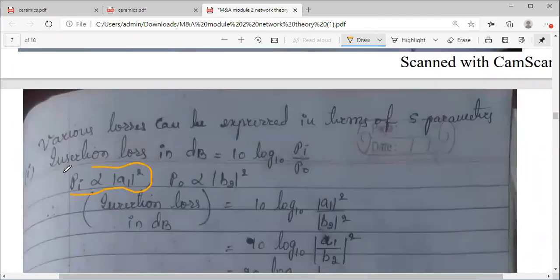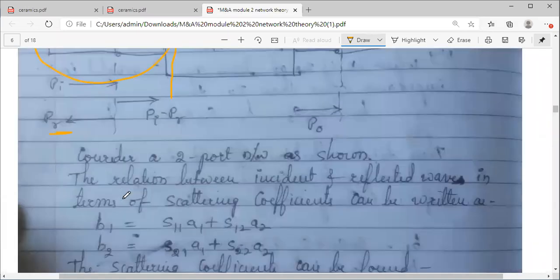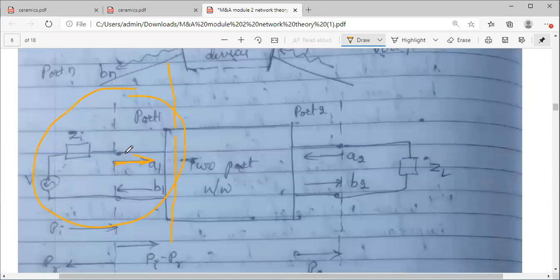See, we have taken the same. Power and the traveling wave are related in a squared form. Power is proportional to the traveling wave squared. So in the same concept, this is your entering power, this is your leaving power. I am talking only with respect to port 1. No doubt there is a reflection, but with respect to this port 1, power entering is A1, power leaving is B1. Similarly, now look at port 2. Power entering is A2, power leaving is B2.